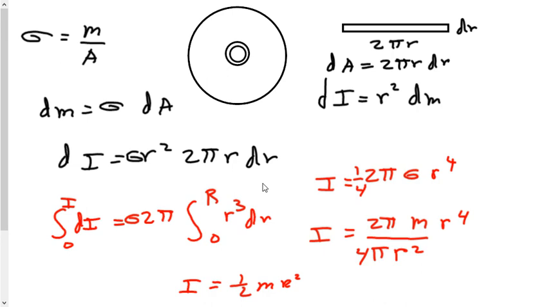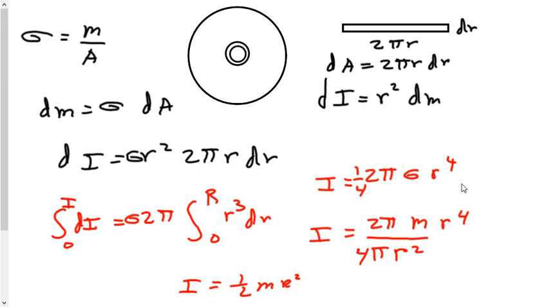So what are we going to do? We're going to integrate both sides of this. dI is going to be integrated from 0 to I, and on the right side, pulling all the constants out, is going to be sigma 2 pi. We're going to integrate from 0 to r for r cubed dr. So what does that integral equal? That's going to be 1/4 times 2 pi sigma times r to the 4th.